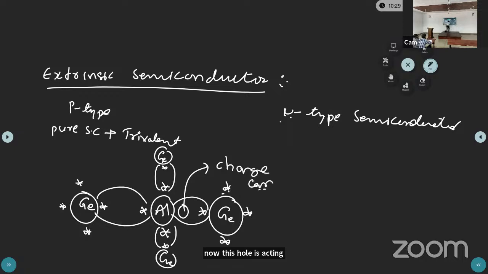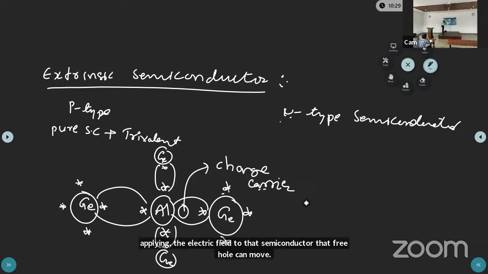Charge carrier. That is the free hole that can move. By applying an electric field to that semiconductor, the free hole can move. But the covalent bond electrons can't move by increasing the electric field. But the hole can move because it is free.